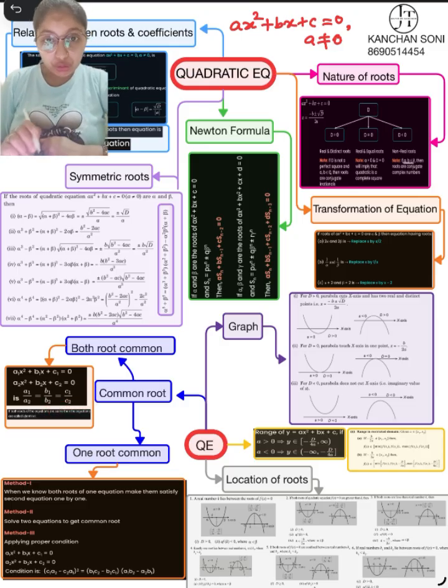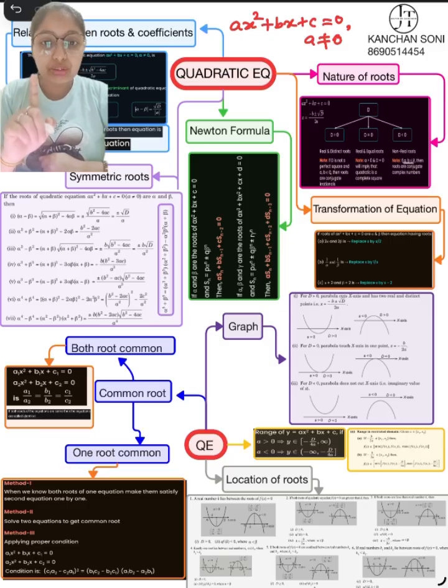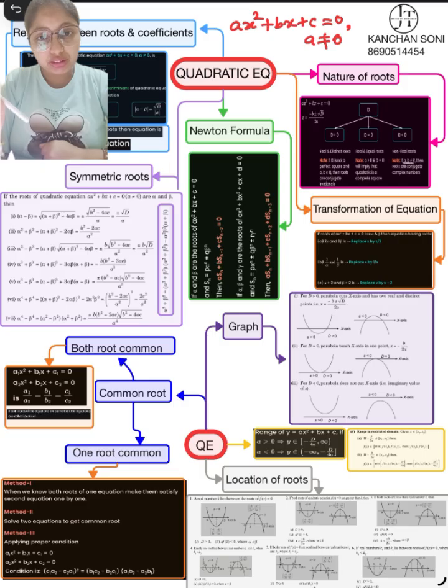Okay, if we have only one root common, method 1: if one equation is fully known to us, then we can solve that equation and find the roots, and those roots we can put into the other equation and find the value of the unknown.